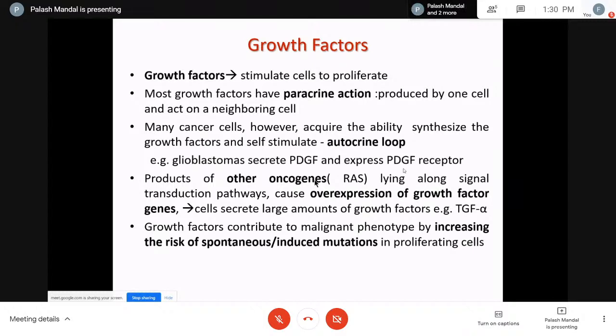The actively dividing cells, like the epithelial cells of the mucous membrane and the endometrial lining, which are continuously shed off and the cycle is repeated every month, are more prone to develop mutations. So this is one very important thing in this proliferation story.